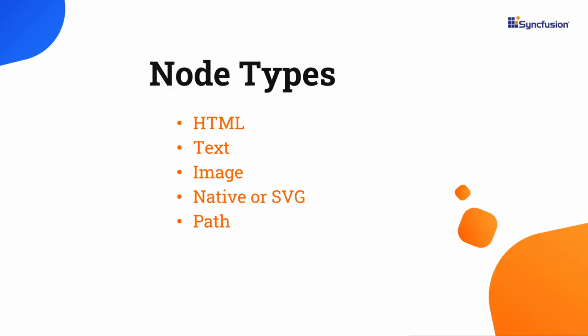The Vue diagram supports 9 different node types. For the HTML, text, image, native, and path node types, you need to create custom shape data. The basic, flow, UML, and BPMN node types come with their own sets of built-in shapes. I will explain each of these.